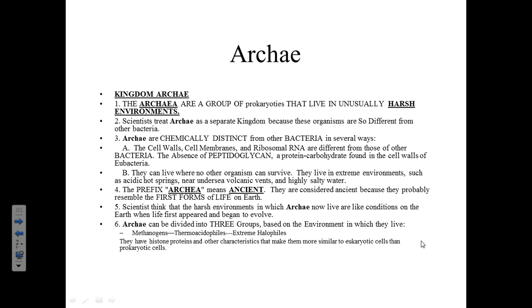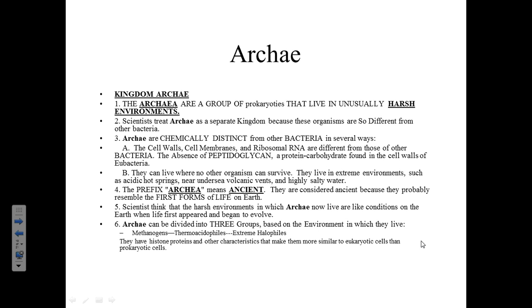There are also some archaea called thermoacidophiles. That root phile, P-H-I-L-E, what does that mean? Loving. So these are bacteria that love to live in the acid. Where do you think those might be found? Yeah, like in Yellowstone, for example. There's a lot of those vents and things in Yellowstone that are really hot and really acidic, down in the vents in the ocean. And then another group, extreme halophiles.